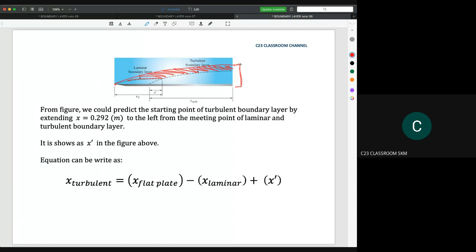And then if we calculate the value of the turbulent boundary layer, the idea is we assume that we calculate the total turbulent boundary layer here, then we need to deduct, we need to minus this area. So this is conducted using experimental and also numerical methods.